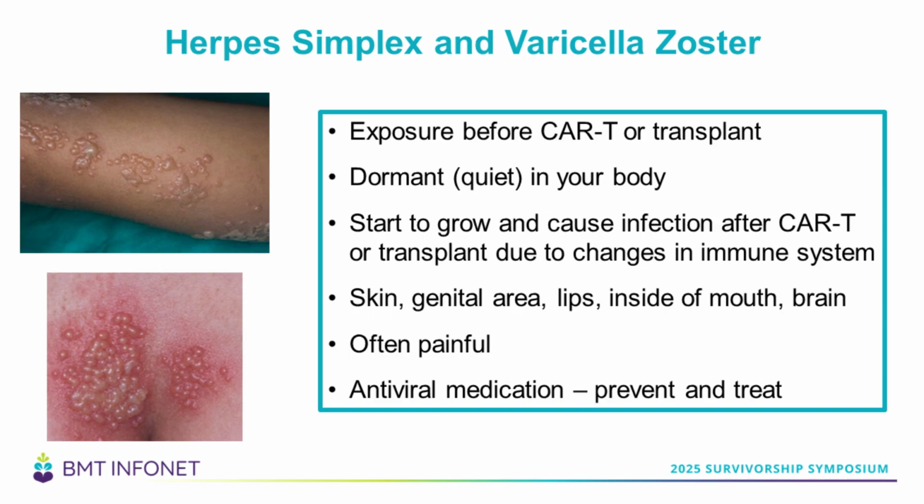These infections are treated with an antiviral medication, and there are several antiviral medications. Some are available as tablets and others only available through the intravenous route. Most transplant and CAR-T programs will place a patient on medication to prevent these infections. However, patients can still develop herpes simplex and varicella zoster infection despite being on these medications, especially if doses of these preventive medications are missed.